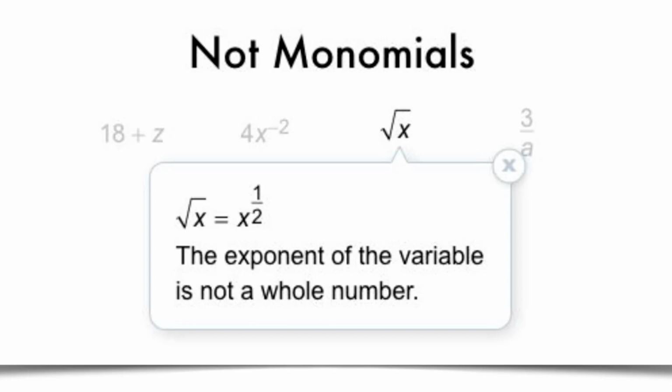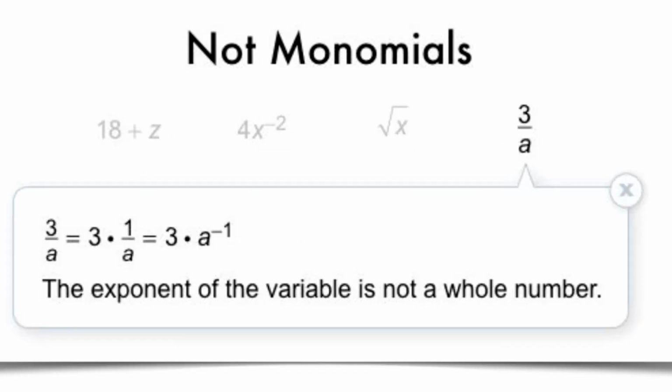The square root of x is x to the 1/2 power, so the exponent of the variable is not a whole number. And finally on this list, 3 divided by a. 3 divided by a can be rewritten as 3 times a to the negative 1st power, so the exponent of the variable is not a whole number.